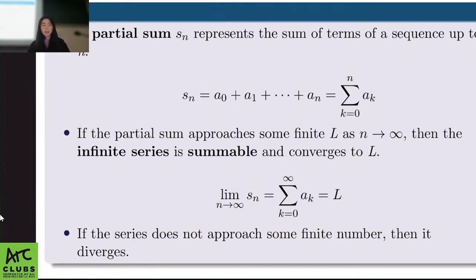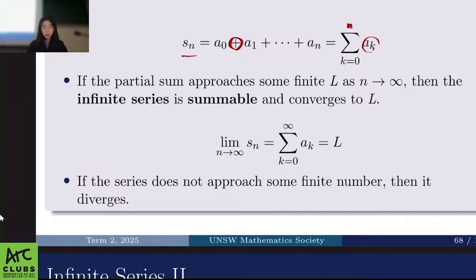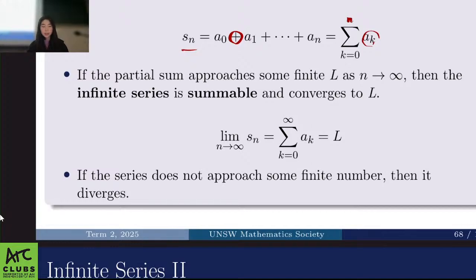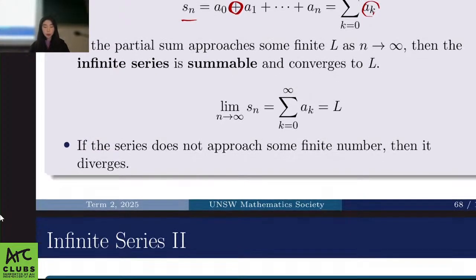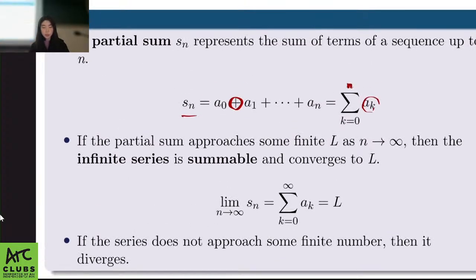Right, so what are series? It's important that we don't confuse sequences and series. Basically, a series is just a sequence, but you add the terms up. So it has this operation of summing up. And it represents the partial sum of a sequence up to whichever term you write at the top. So this is the upper bound. For example, this partial sum Sn represents the sum of terms up to n for this sequence An. If the partial sum approaches some finite number L as n approaches infinity, then the infinite series is summable and we say that it converges to L. Whereas if it doesn't approach some finite number, then it diverges. So it's really similar to sequence definitions.